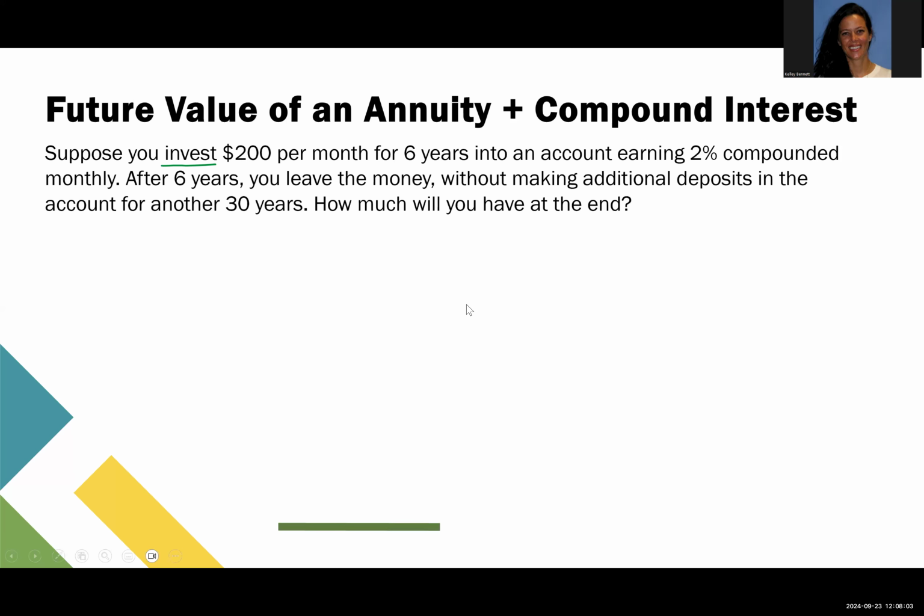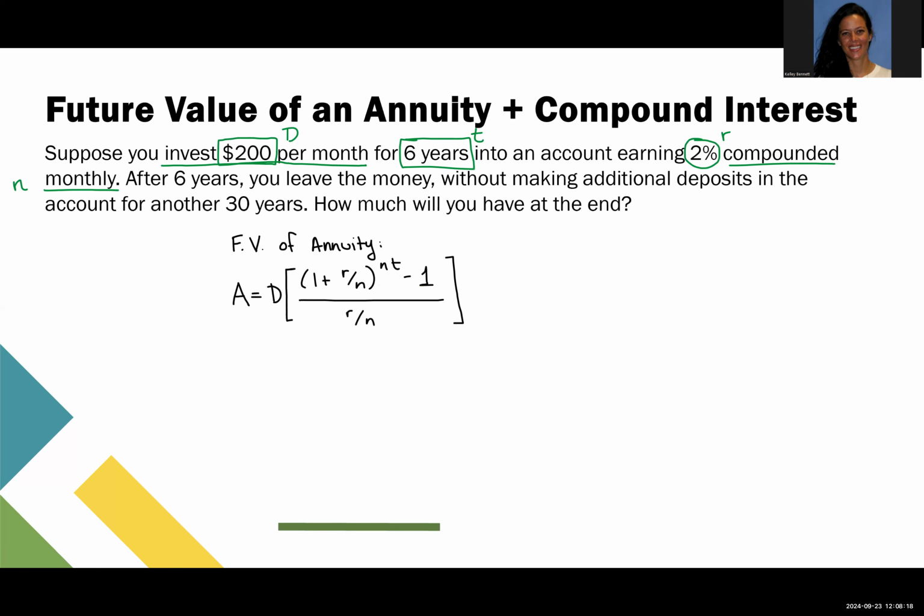All right, so first let's do the future value of an annuity. You've got $200 per month, that's your deposit. Then 6 years is T, you've got 2% interest R, and you're compounded monthly, so that gives you N. We know we're doing a future value of an annuity, so here's our formula. And then here's what we've captured from the problem so far. We're not worried about the after 6 years part yet because we're just doing the first 6 years.